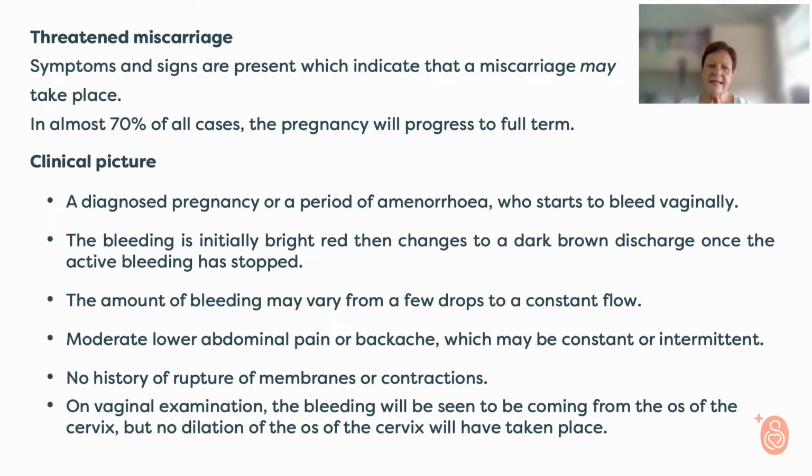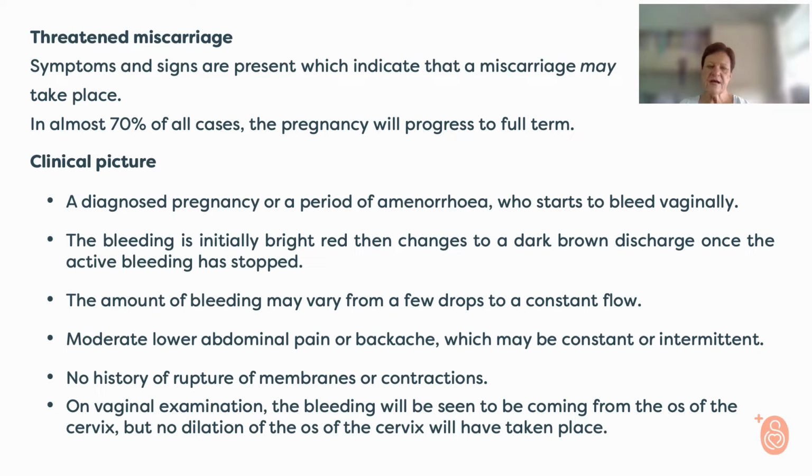So if we look at the clinical picture of a threatened abortion, we see that the pregnancy has been diagnosed. There was a period of amenorrhea, and now suddenly the patient might start bleeding vaginally. The bleeding is initially bright red, and then it might change to dark brown, specifically when the bleeding is going away. And the amount of bleeding may vary from a few drops to a constant flow, and it's usually not a large bleeding. And sometimes it is accompanied by some abdominal pain or backache, which might be constant or intermittent.